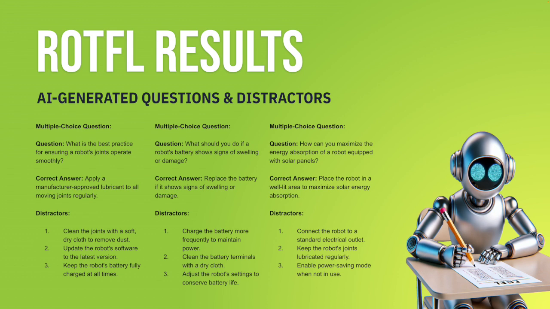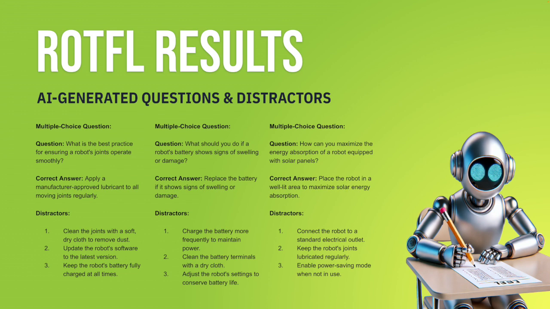Here's 3 multiple choice questions. The first is, what is the best practice for ensuring a robot's joints operate smoothly? Apply a manufacturer-approved lubricant to all moving joints regularly. Here are the distractors. Clean the joints with a soft, dry cloth to remove dust. Update the robot's software to the latest version. Keep the robot's battery fully charged at all times. You'll notice that the distractors came from other instructions in other subjects.